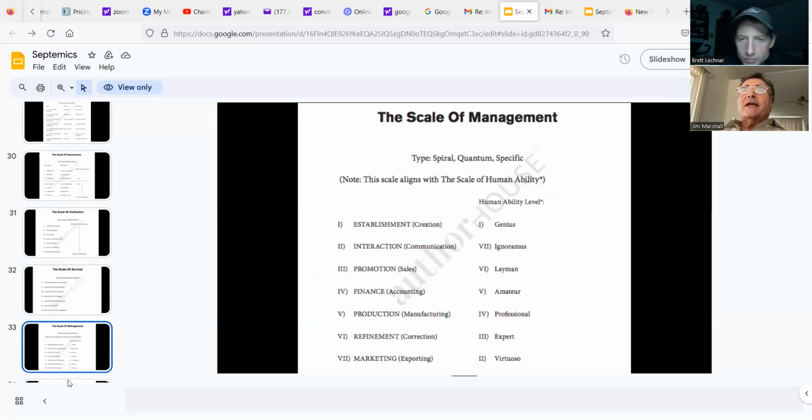Scale of management. Okay. Now, earlier we talked about the scale of human ability, which is an individual scale. This is the scale of management, which is the group version of that scale. Now, the scale of management tells you that there are 7 levels of management, and you must have all 7. If any of these 7 is missing, you will necessarily fail. Really? So this is a spiral scale, meaning there is an apparent congruence between level 1 and level 7.